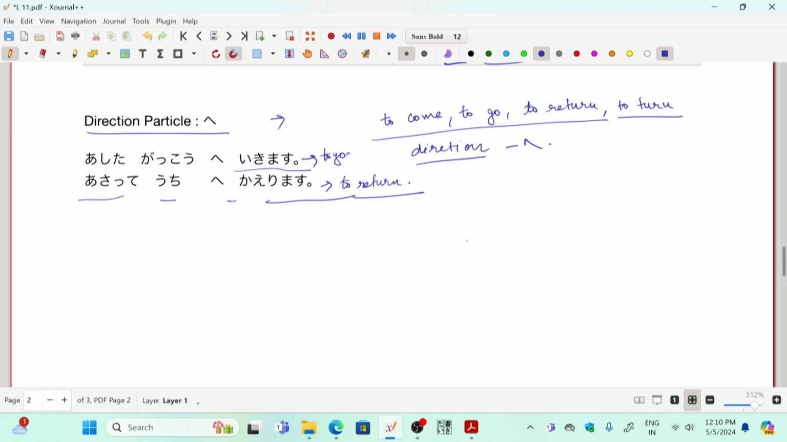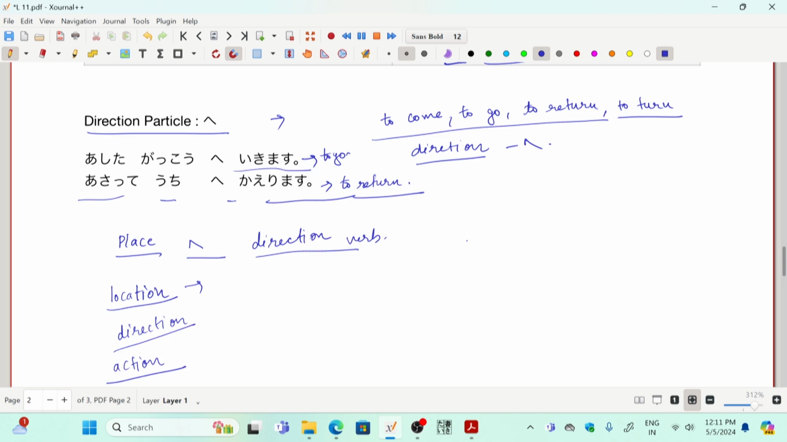So this direction particle is always used with a direction verb. Verbs are actually divided into three categories on the basis of the action. So first kind of verb is the location verb. And then second is the direction verb. And third is the action verb.